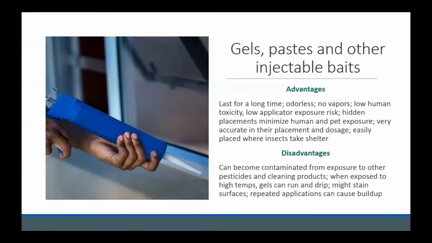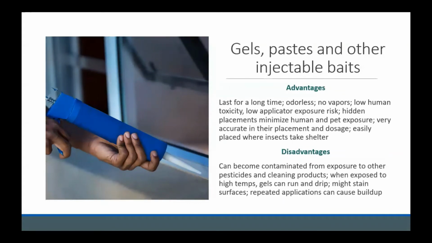The advantages of gels, paste, and other injectable baits are that they last for a long time, are odorless, produce no vapors, there's low human toxicity risk, and low applicator exposure risk. Hidden placements minimize human and pet exposure. You can be very accurate in their placement and dosage, and they're easily placed where insects take shelter. The disadvantages are that they can become contaminated from exposure to other pesticides and cleaning products. When exposed to high temperatures, gels can run and drip, and they might stain surfaces or cause buildup after repeated applications.